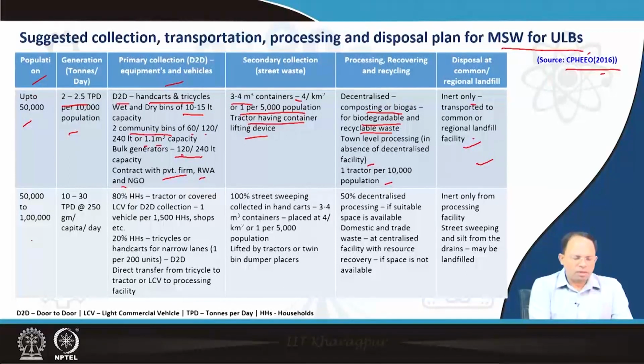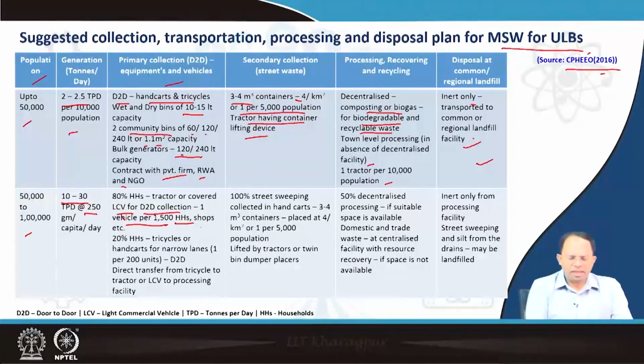For a little bit larger town, 50,000 to 1 lakh, we see that waste generated increases to 10 to 30 tons per day. The idea is 250 grams per capita per day is generated. You multiply, you get this kind of figure. 80% of households should be covered by tractor or LCV for D2D collection. So either a tractor trailer can come door to door, or an LCV can come door to door for collection, and 1 vehicle per 1500 people, and for households or shops and so on.